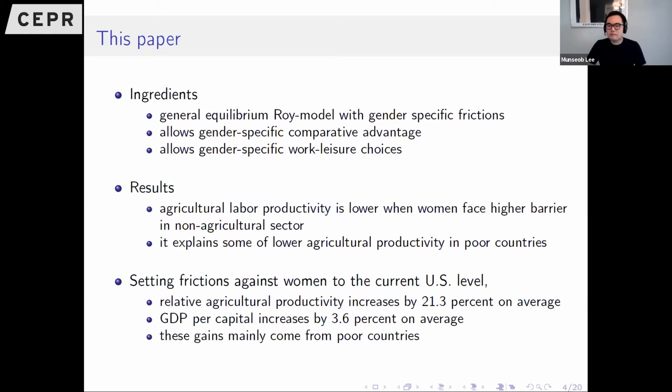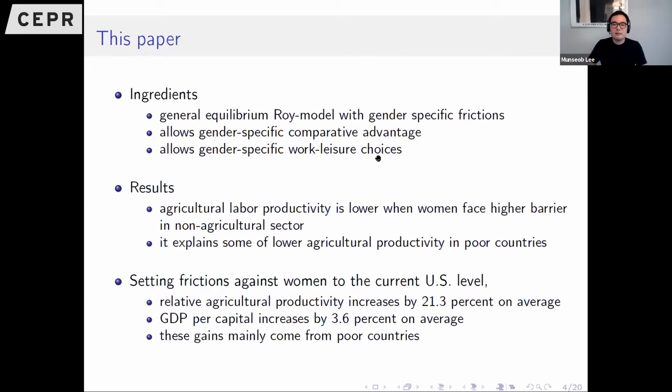Given this model, I will do one counterfactual exercise. I set the frictions against women to the current US level, because I am using the US as the benchmark economy. Then it shows that relative agricultural productivity and GDP per capita increase, mostly for the poor countries.